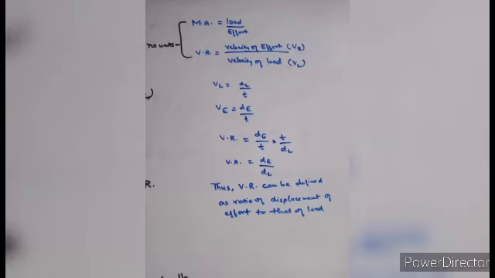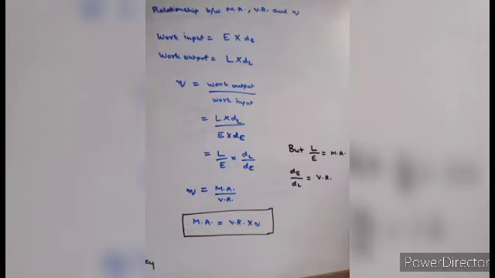Now the next is work input. So what is work input? The work done on the machine by the effort is known as work input. And what is work output? The work done by the machine on the load is work output. On the machine, so it is input. By the machine, it is output.